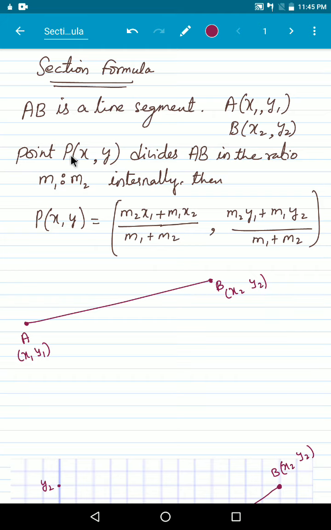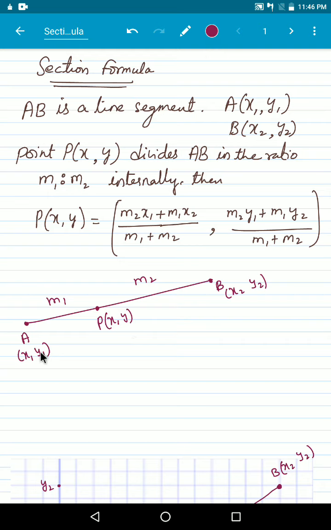And there is a point P which divides AB in the ratio m1 is to m2 internally. So point P is dividing AB internally. Internally means inside. And if we take the coordinates of P as x comma y, okay, so this segment AP is m1 and this PB will be m2. Okay. Now, what do we mean by this?